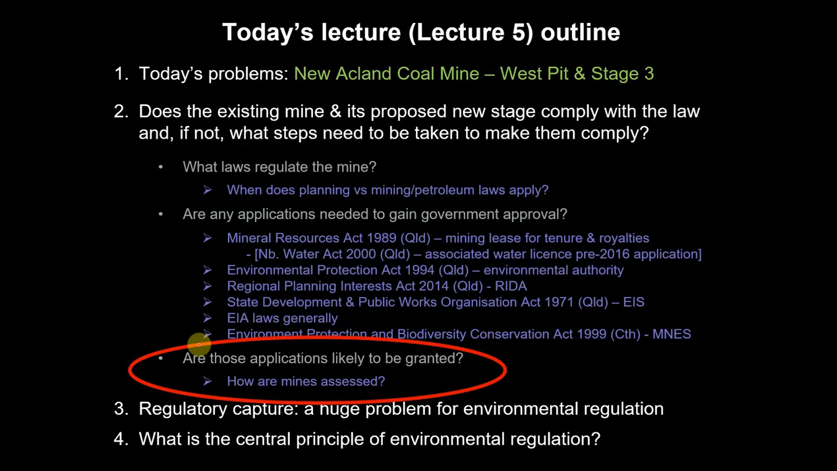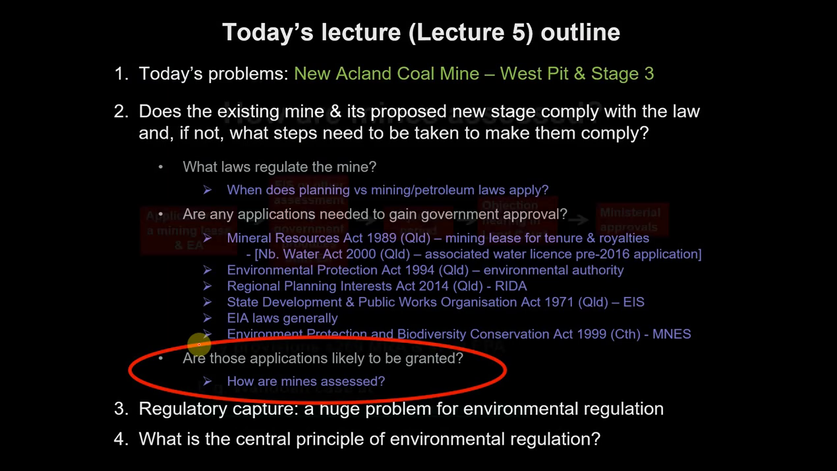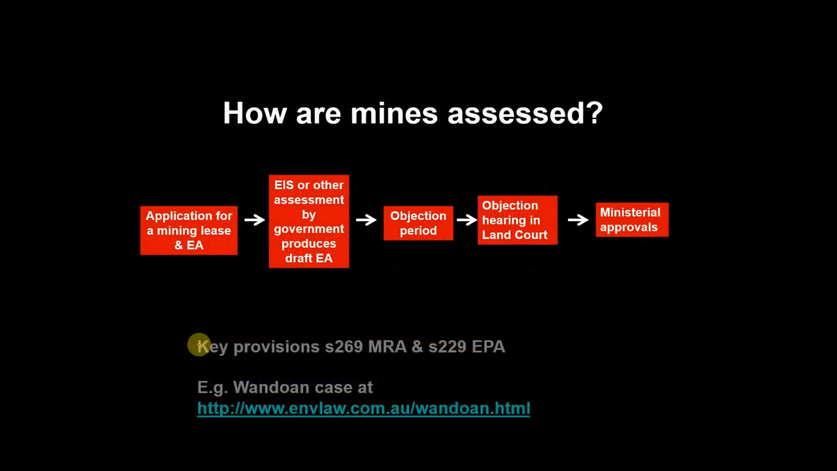So if we go on and think, stage three needs all of these approvals. Are those applications likely to be granted? And just want to look at, well, how are mines assessed? So talked about this basic process, but at the approval stage, the Minister for Mines makes the decision about the mining lease and the Department of Environment makes the decision on the Environmental Authority.